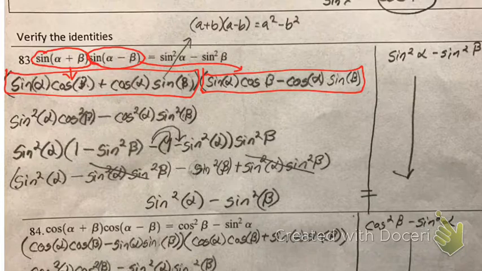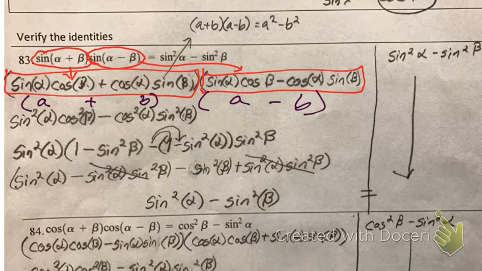You can either just distribute everything, or recognize that it really is, now let's do it in purple, A plus B times A minus B, since everything is the exact same. My A is the same thing as my A over here. My B is the same thing over here. So I could have just said A squared minus B squared, which is why I got this. I just squared everything in my A term. So I have sine squared alpha, cosine squared beta, minus cosine squared alpha, sine squared beta. You would have come out with the same thing if you just distributed it.